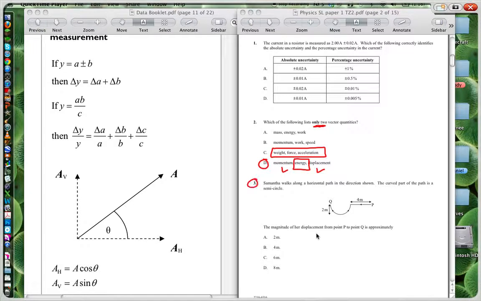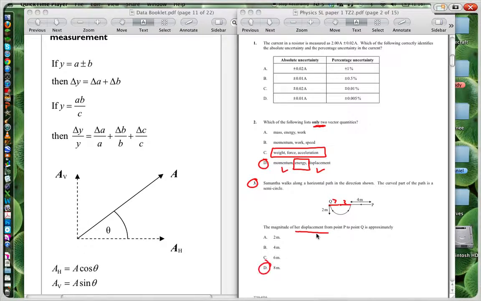Question 3, Samantha walks along a horizontal path in the direction shown. The curved part of the path is a semicircle. So if this is 2, then basically if you were looking there, that would also be 2, and that would be 2. So you're going to have a 2 and a 2. The magnitude of her displacement. Now, displacement is the direct distance, or the shortest distance from the start to the end. So that would be a total of 8.